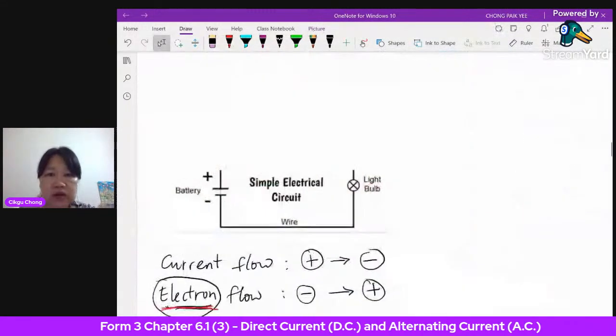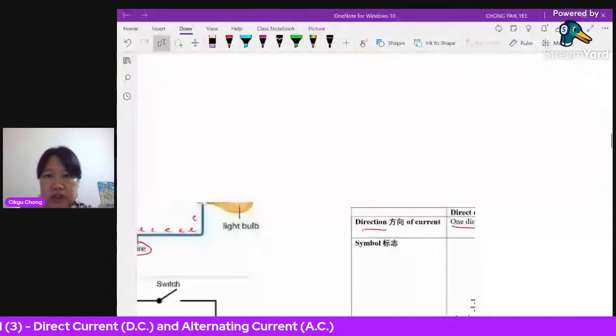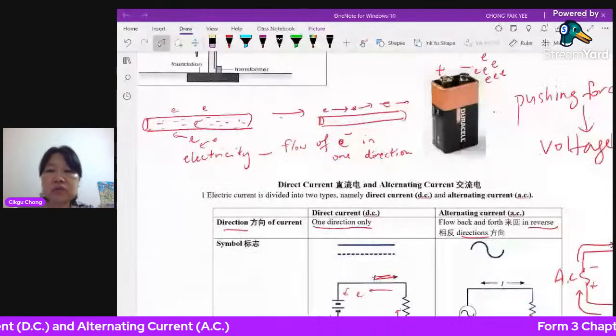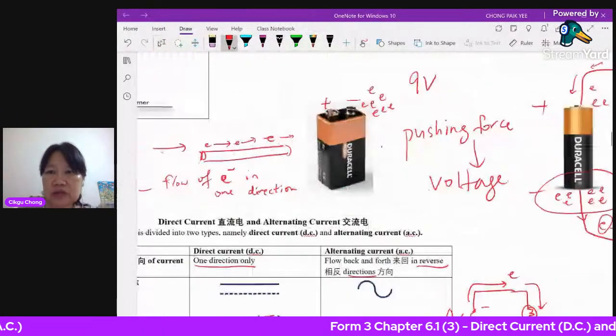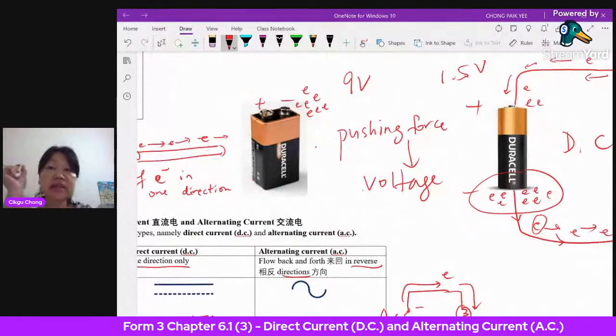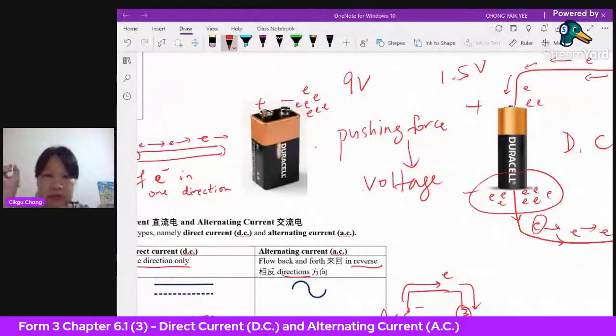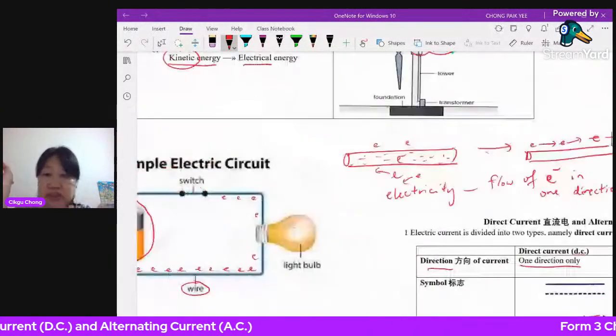This is for devices that need maybe more power. This is the square one I showed you just now, which is usually 9 volts. For this one, the normal one is 1.5 volts. You can see it on the label. So that is your dry cell, and it doesn't change direction.